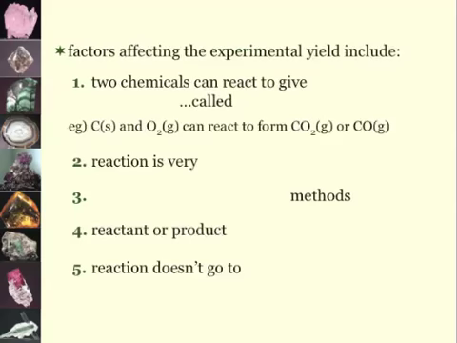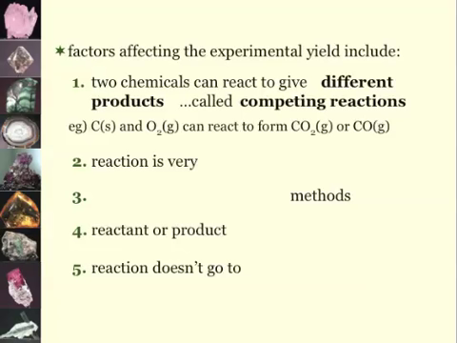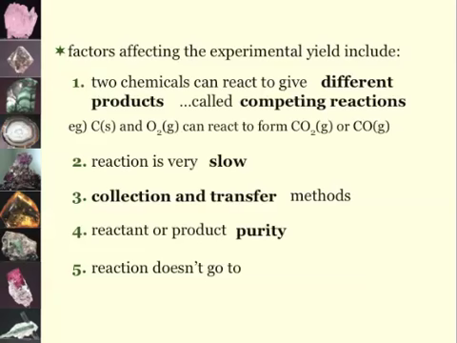Okay, so factors affecting the experimental yield include that two chemicals can react to give different products, called competing reactions. For example, copper and oxygen can react to form copper dioxide or copper monoxide. The reaction may be very slow, and we may not have waited long enough. Your collection or transfer methods may be poor, and because of that, you missed out on some. Reactant or product purity: it may not be a pure product, it may not be pure reactants, so there may be things in there as well. Or the reaction doesn't go to completion.